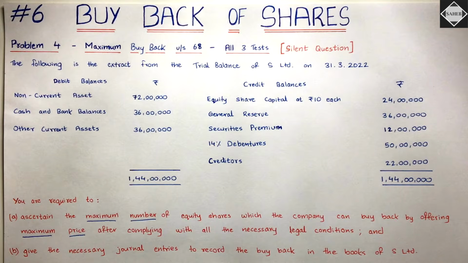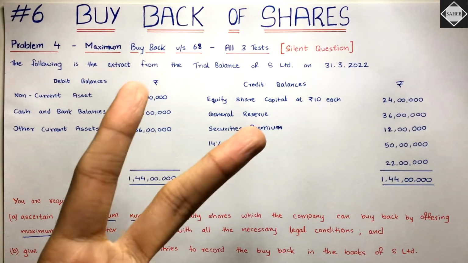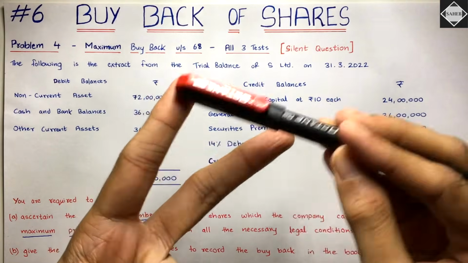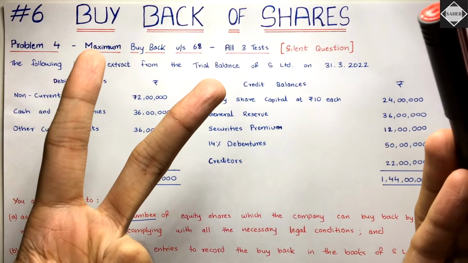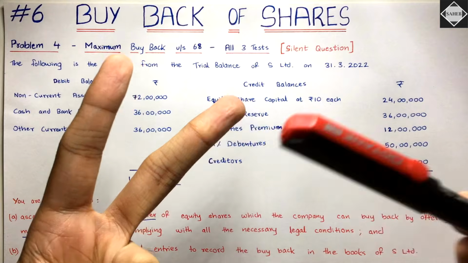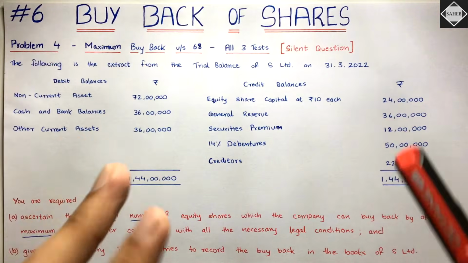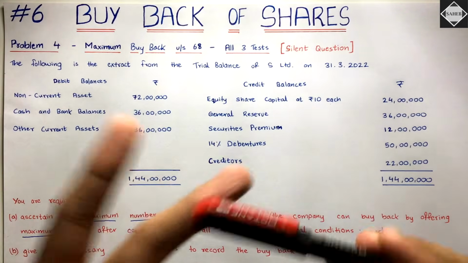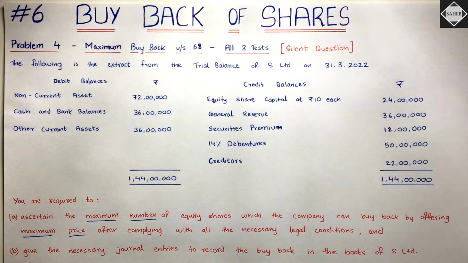You must have seen questions where they will be silent regarding number of shares, how many shares do we have to buy back, but not the buyback price. 99% of the time buyback price will be given, but this is a special question where buyback price is also not given. Okay, two things are missing over here. So in that case, how to solve the question, it becomes very interesting. Okay, so that is what we are going to see.